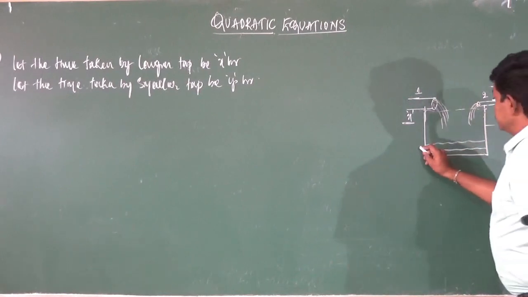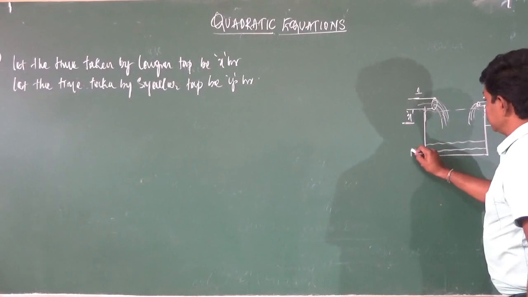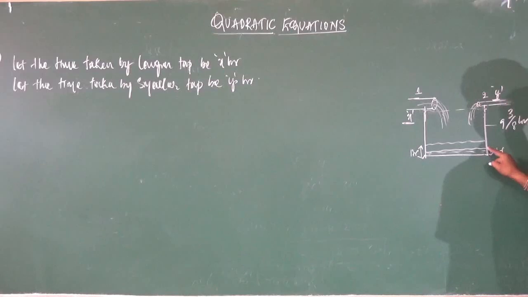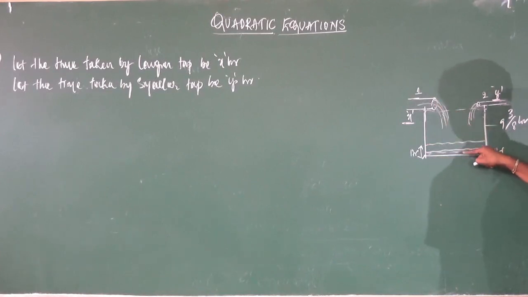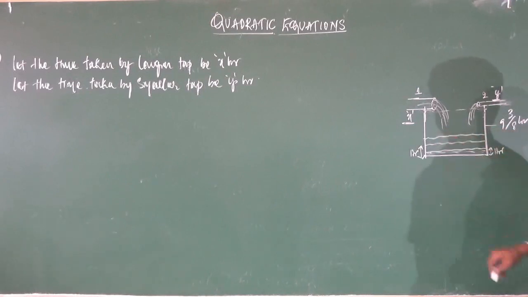Can you imagine? So this is the part of the tank filled by the tap of larger diameter in 1 hour, and this is the part filled by the tap of smaller diameter in 1 hour. The larger tap fills more water because it is of larger diameter, and the smaller fills less because it is of lesser diameter, right? So now, if they are left to fill the tank together, they are going to fill this particular part of the tank in 1 hour. In 1 hour, I am telling you.